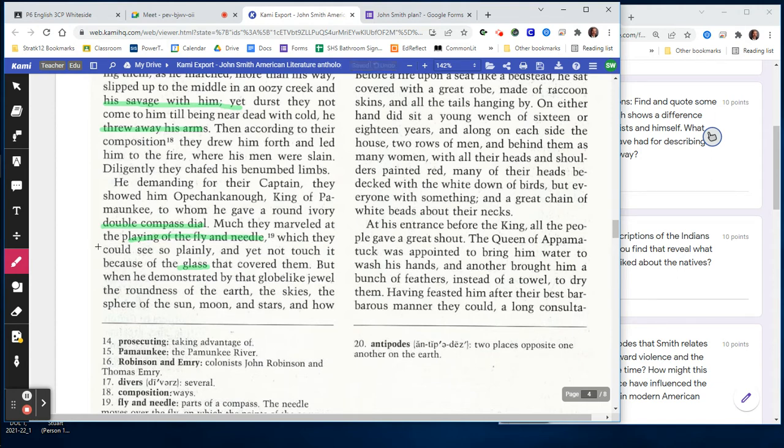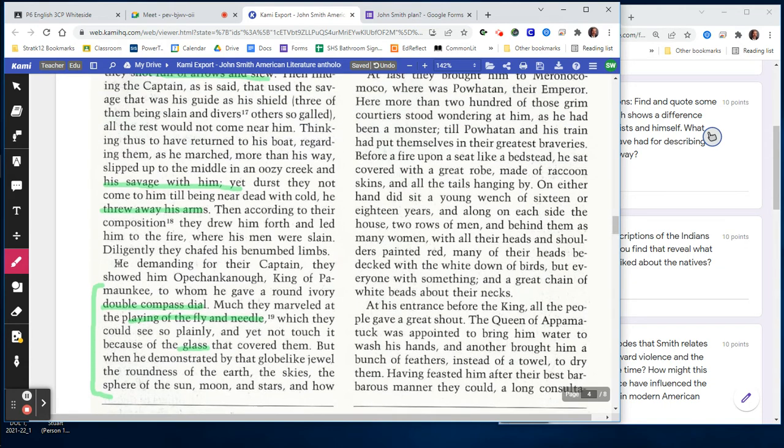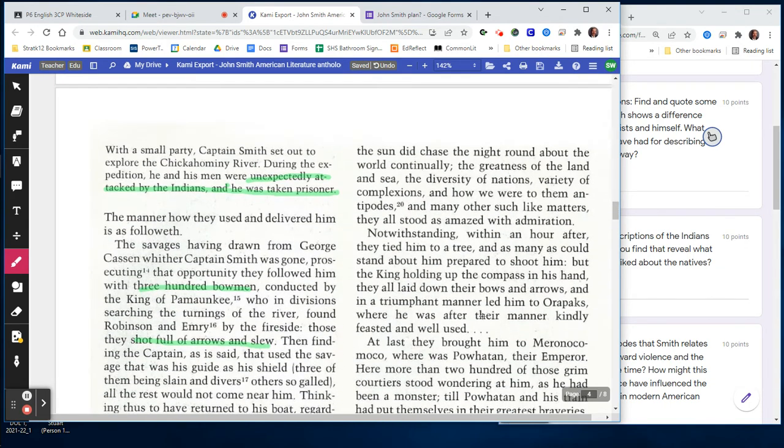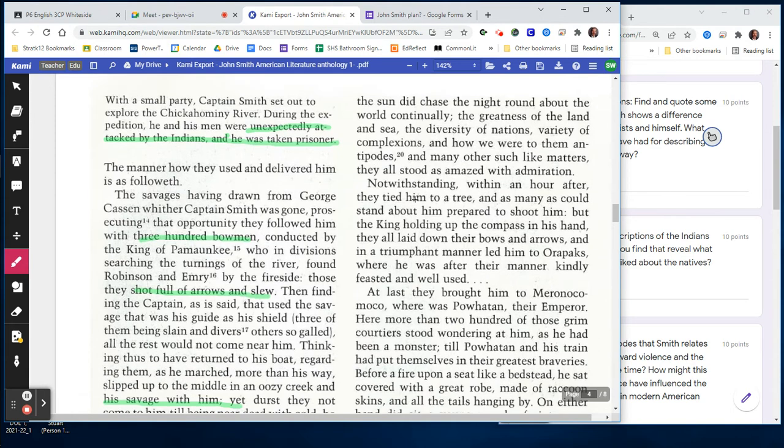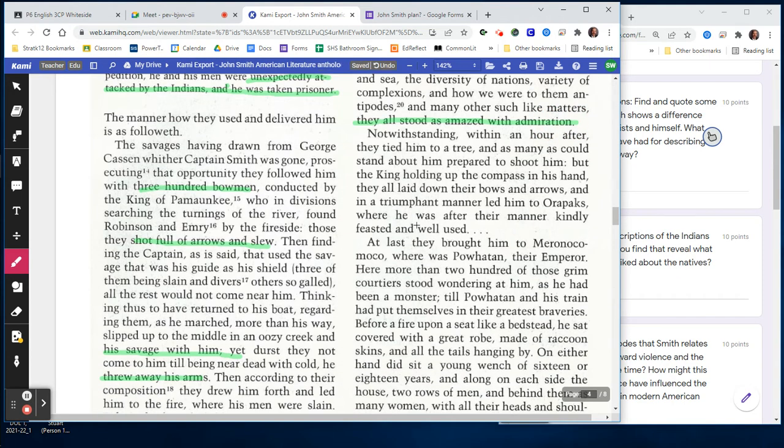moon, and stars, so apparently he shows them some modern technology, a compass, which they didn't have. They didn't know how to make glass yet. They get amazed by this modern technology. The sun did chase the night around the world continually, the greatness of the land and the sea, the diversity of nations, the variety of complexions, and how were we to them antipodes and many other such like matters. They all stood as amazed with admiration. So he amazed the natives.